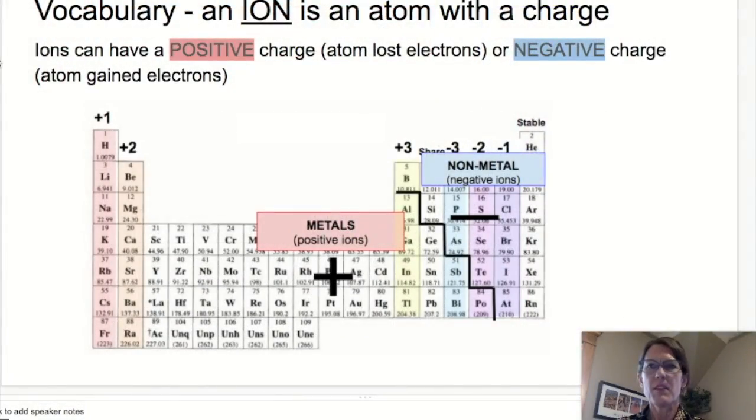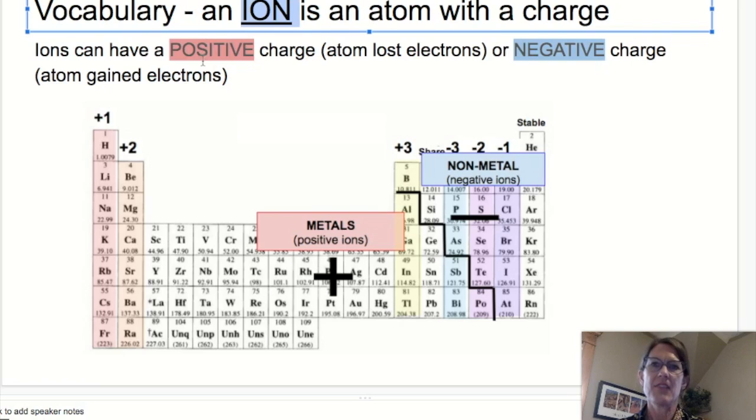So vocabulary is really important in all subject areas, and especially in science, some of it is a little strange. So first of all, an ion is an atom with a charge. An ion can either have a positive charge, which means that the atom lost electrons, or a negative charge if the atom gained electrons.